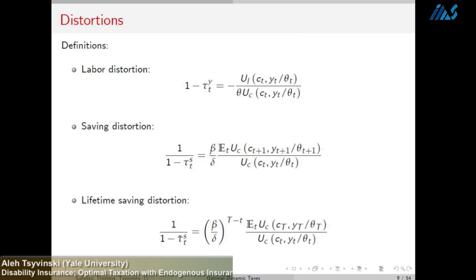All right, I'm going to be looking at three objects. The first object is going to be a labor distortion. It's the difference between the marginal utility of consumption and the marginal utility or disutility of labor. Okay. I'm going to have a savings distortion, which is the intertemporal distortion. I'm going to call it tau Ts. I'm also going to have a lifetime saving distortion, which is the distortion between marginal utility of consumption today and expected marginal utility of consumption at the last period, which I'm going to assume agents are retired.